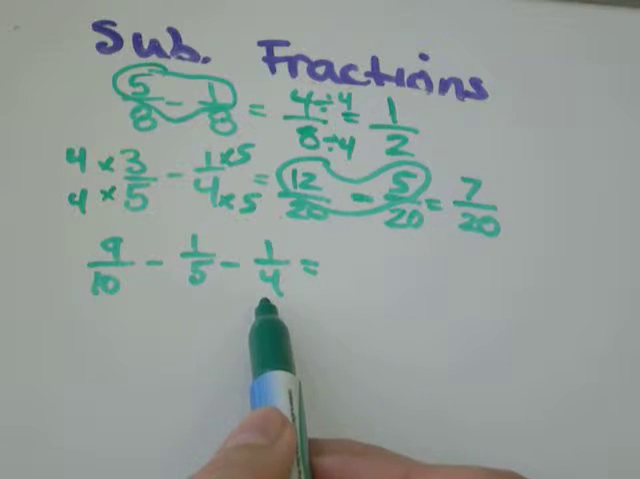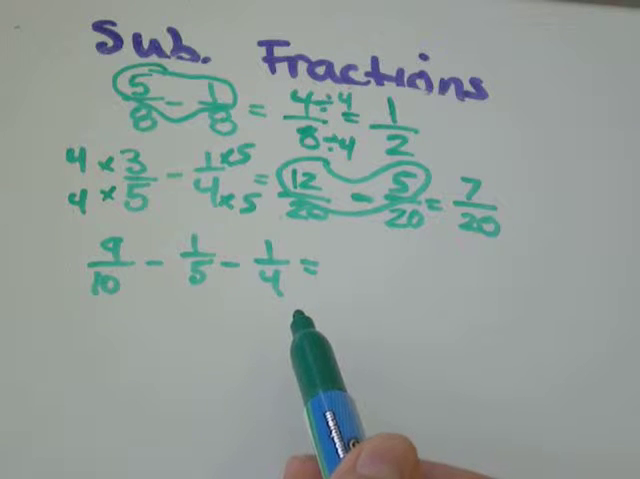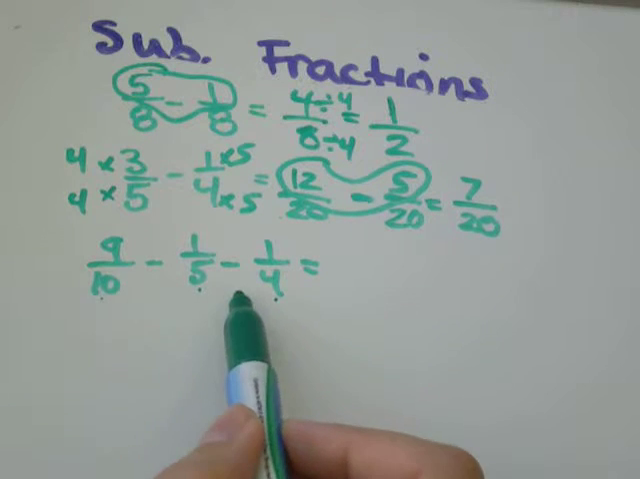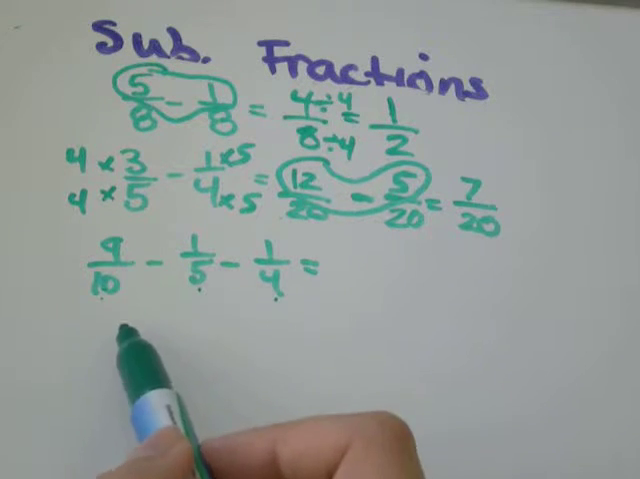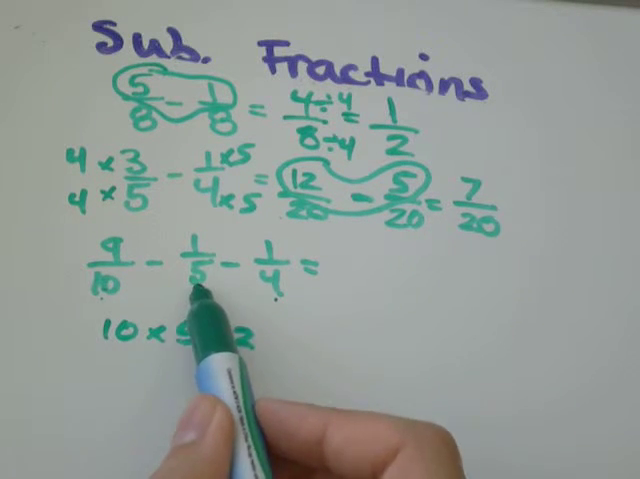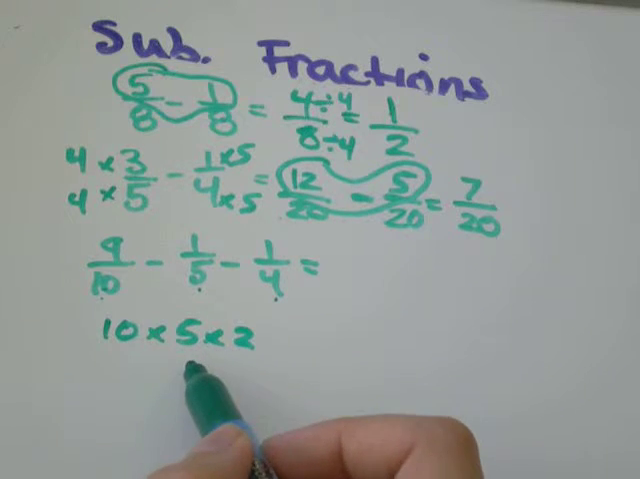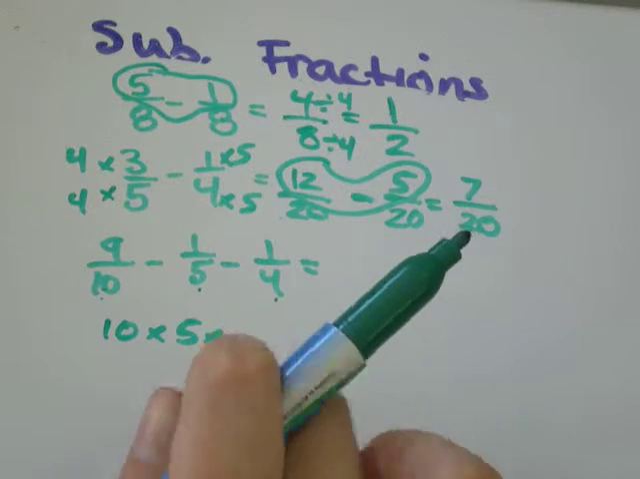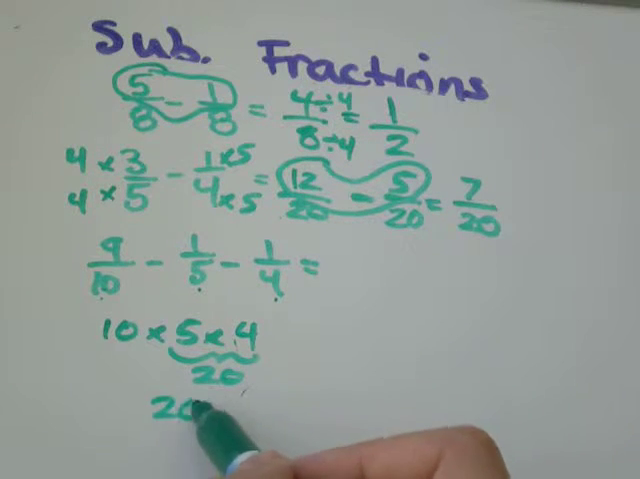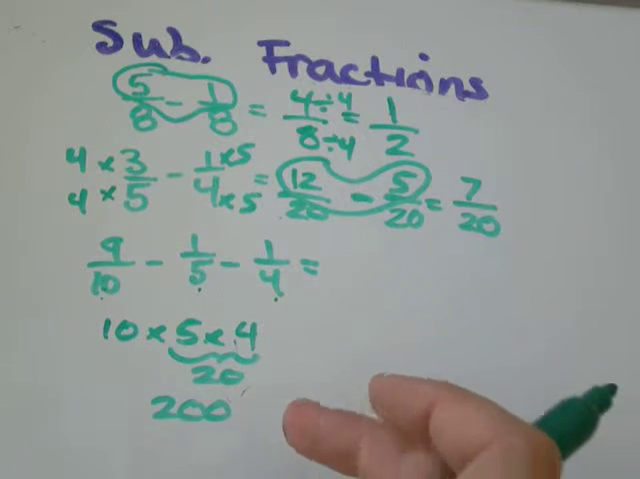But sometimes it's hard to find a common denominator, so we need a method that'll work every time. So what I would suggest is, if you have a hard time finding a common denominator, just look at the numbers on the bottom. It doesn't matter if there's 2 numbers, 3 numbers, 6 numbers. Multiply them by each other. 10 times 5 times 4. 5 times 4 will be 20. 10 times 20 will be 200. So I'm going to use 200 as my common denominator.